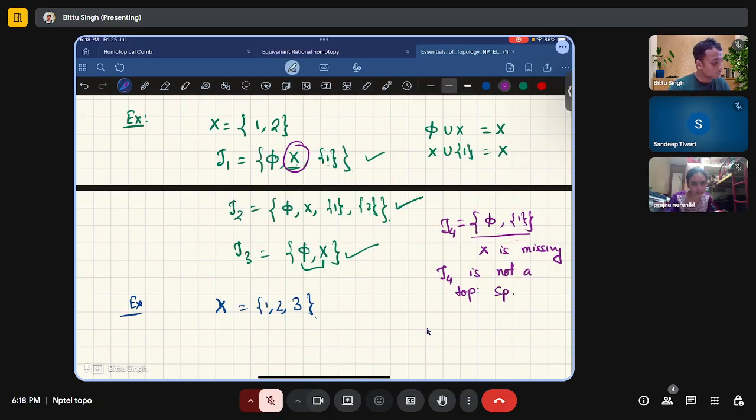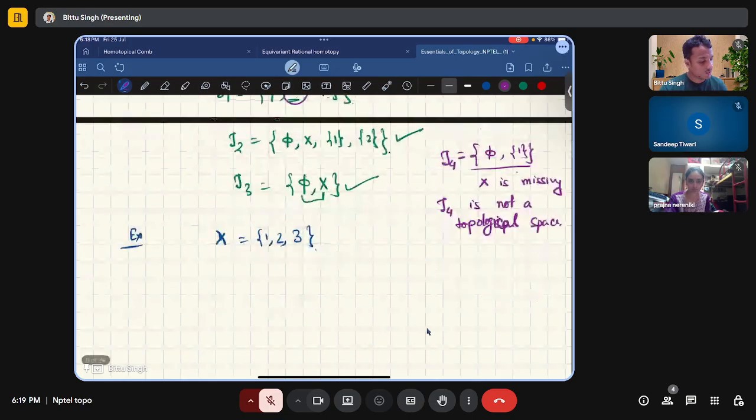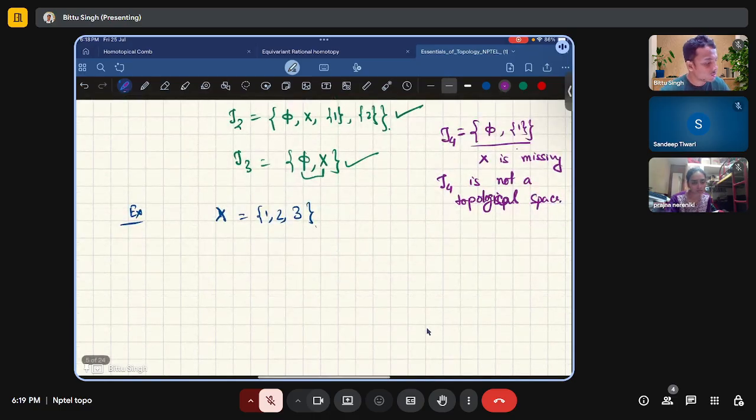Right? It is not a topological space, because X is not there. Similarly, if we remove the empty set, that is also not. So empty and X must be there. If empty and X are missing, then just discard that option. That cannot be a topological space. Now, similarly, let us try to construct a non-trivial example where empty and X are there, but something is missing.